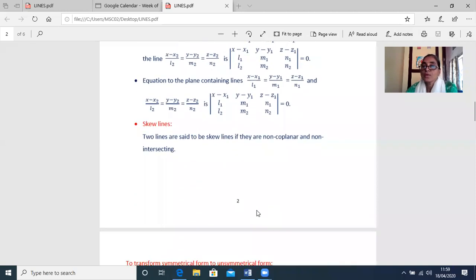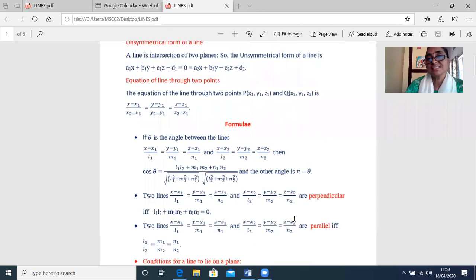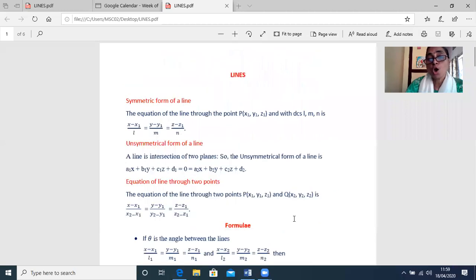Now, skew lines. When do you say the two lines are skew? Two lines are called skew lines if they are non-coplanar and non-intersecting. Two non-intersecting, non-coplanar lines are called skew lines. See, these are the formulas, girls, which we will be using very often in doing the exercise problems under lines.